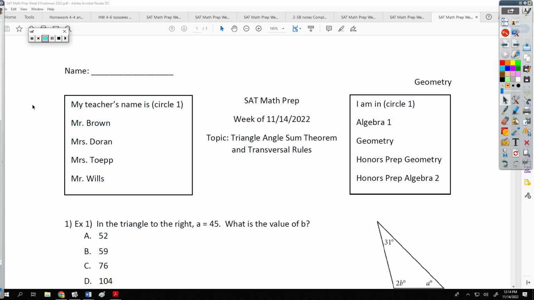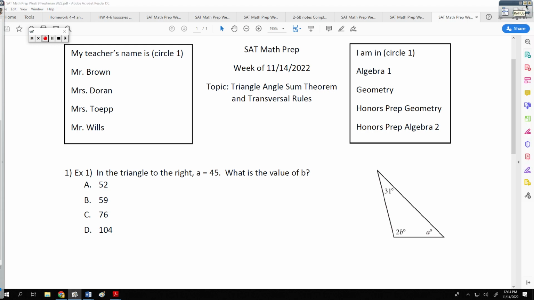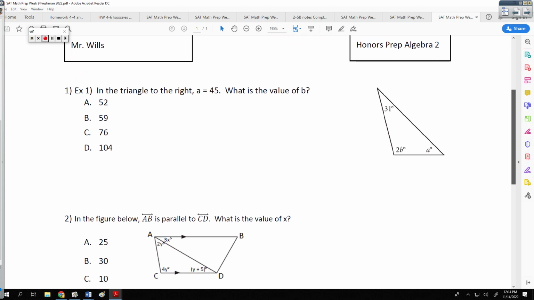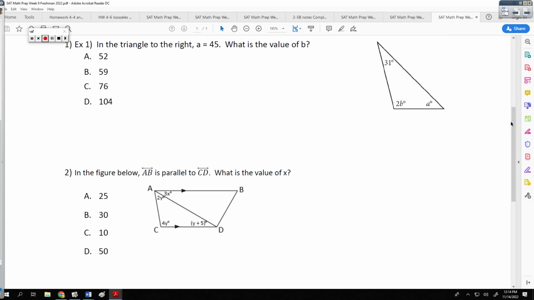For math, we are once again sticking with the combination geometry rules, angle sum theorem, and your transversal rules for geometry. We're going to practice those some more. So we're going to jump right in here. Remember that this is the last week before Thanksgiving break, but that does not mean that we're done. We're not done until the SAT happens in your junior year.